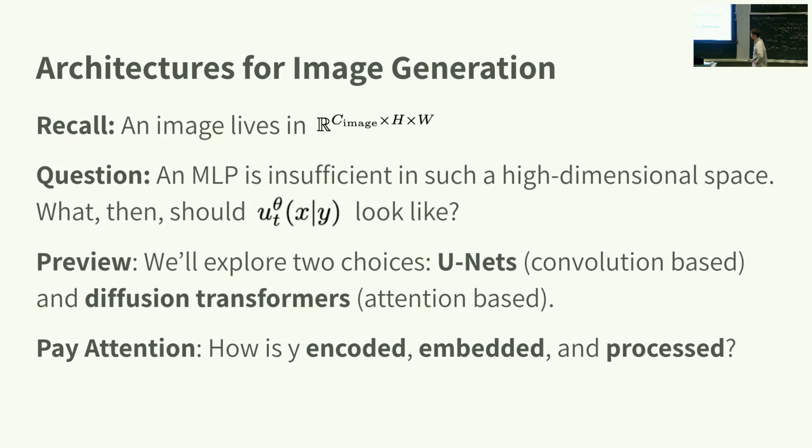We're going to look at UNets, which are what we use in lab 3. These are based on convolution. Then we're going to look at diffusion transformers, which are the more modern, recently popularized approach, based more on attention. We want you to pay attention as we throw a bunch of pictures at you. Consider this guiding variable y: how is it encoded, embedded, and processed by the model? Instead of just throwing it into an MLP, we have to be careful that we're using it in a way that makes sense. This is the name of the game: how are you actually featurizing y, and how is it being used by the model?